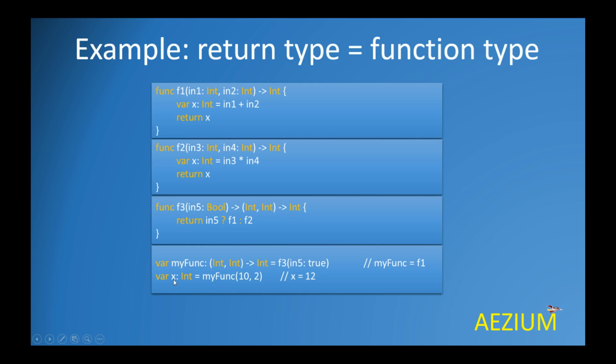Now if we declare another variable x, which is of type integer, and assign it a value which is the same as the return value of myFunction for these two input values, we end up with a value of 12 for x. Notice here that we are not using any argument labels when we are calling myFunction.